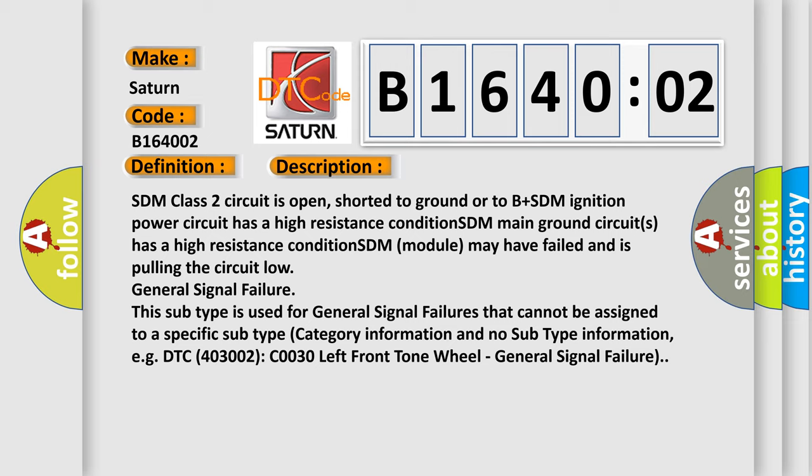General signal failure. This subtype is used for general signal failures that cannot be assigned to a specific subtype category, with no subtype information, e.g. DTC 403002 0030 left front tone wheel, general signal failure.